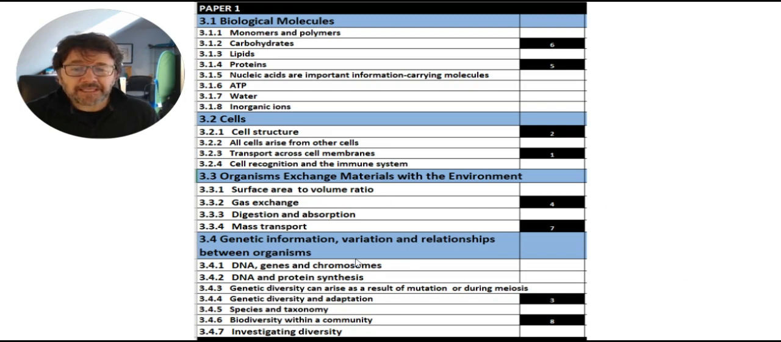And then finally, genetic information, variation and relationships. In both paper one and paper two, there's hardly any genetics at all. There's lots about protein synthesis, a good 5-6 marker there, so make sure you know about translation and transcription, DNA, genes and chromosomes, species and taxonomy as well. So classification, phylogenetic trees, and then investigating diversity as well.